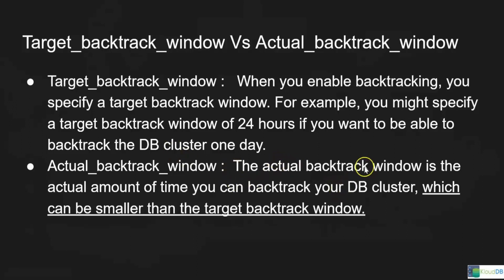The actual backtrack window is the actual amount of time you can backtrack your DB cluster, which can sometimes be smaller than the target window. You specify the target window as 24 hours, but let's say the actual backtrack window says you only recovered up to 22 hours. Then that's a problem, right? Sometimes that can actually happen because of storage issues. We're going to discuss more on that topic.